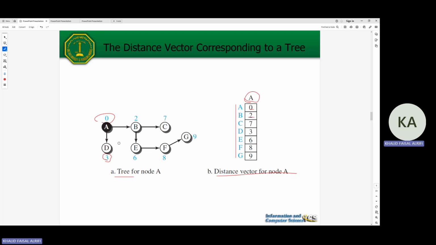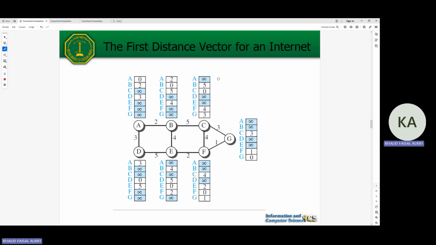From A to D it will cost 3, so you put 3. Then A to C, it will cost you 7. You will put 7, and so on for the rest of the distance vector. Okay. The first distance vector.